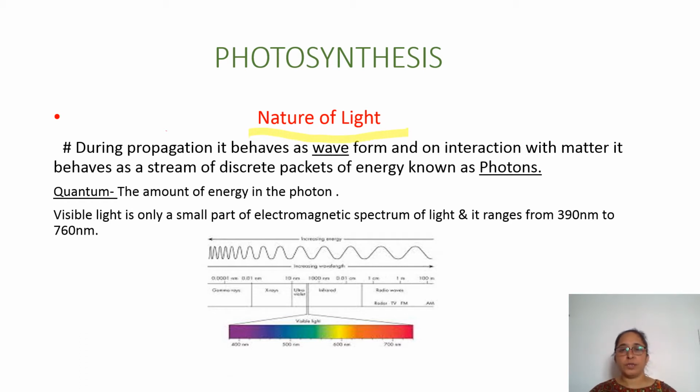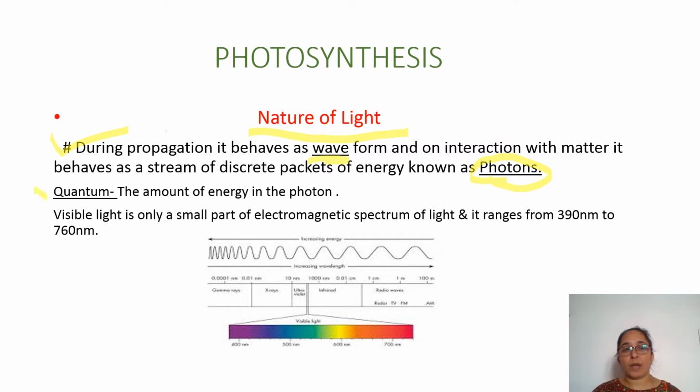Now here, as you all know, the quantity as well as the quality of light influences photosynthesis, and this light energy shows dual nature. So here you can see that during propagation it behaves as a wave form, and on interaction with matter it behaves as a stream of discrete packets of energy, and that is called a photon. So the dual nature of light energy: one is wave, another one is a photon.